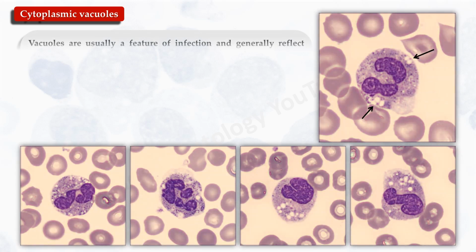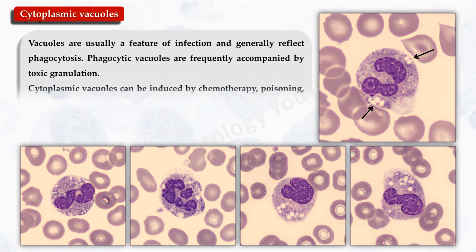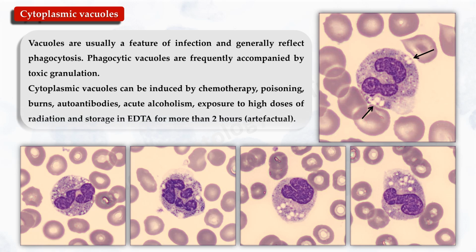Vacuoles are usually a feature of infection and generally reflect phagocytosis. Phagocytic vacuoles are frequently accompanied by toxic granulation. Cytoplasmic vacuoles can be induced by chemotherapy, poisoning, burns, autoantibodies, acute alcoholism, exposure to high doses of radiation, and storage in EDTA for more than 2 hours.